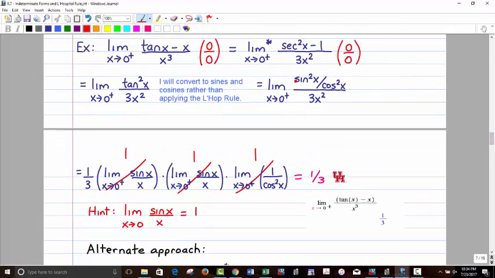So I split this up. I had a couple of sine squares and cosine squared on the bottom. So I took a sine x with an x and paired it up, then took another sine x with an x and paired those up.